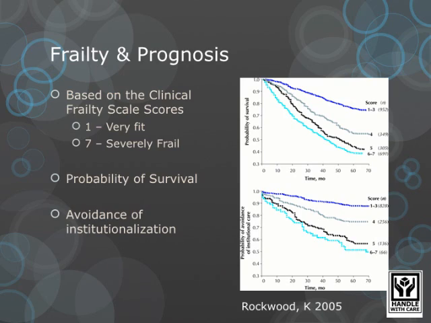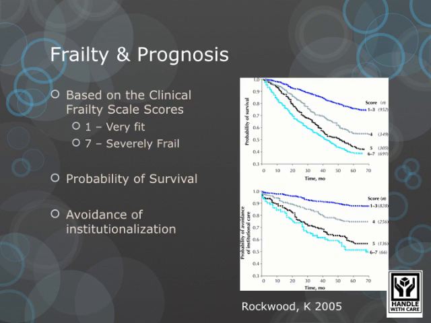I know this is a very small slide. We're going to go into this in more detail. The other thing is frailty and prognosis. So I've told you that there are adverse outcomes. And here, this is based on the clinical frailty score, so that's that same clinical judgment. The top one here is the probability of survival, and the bottom one is avoidance of institutionalization. And the highest scores are 1 to 3.